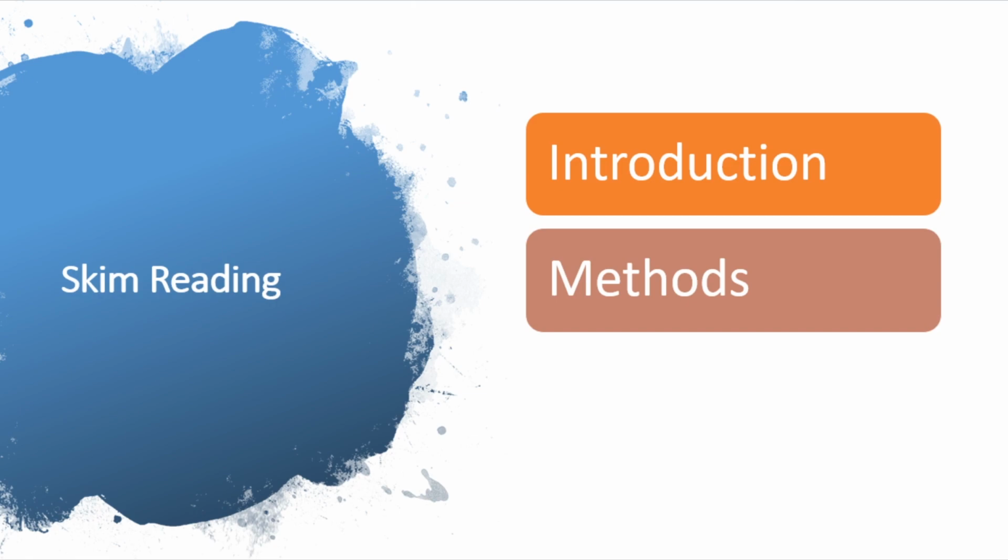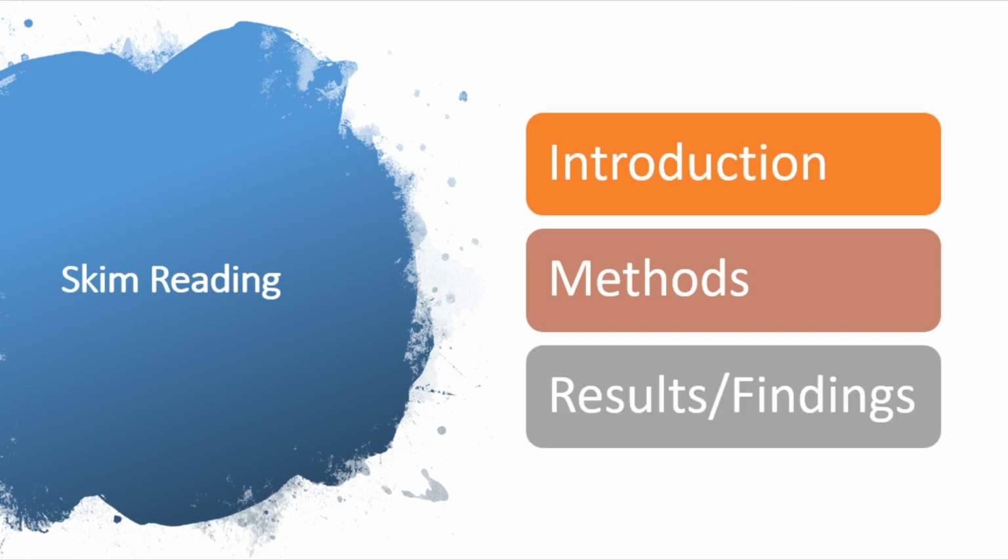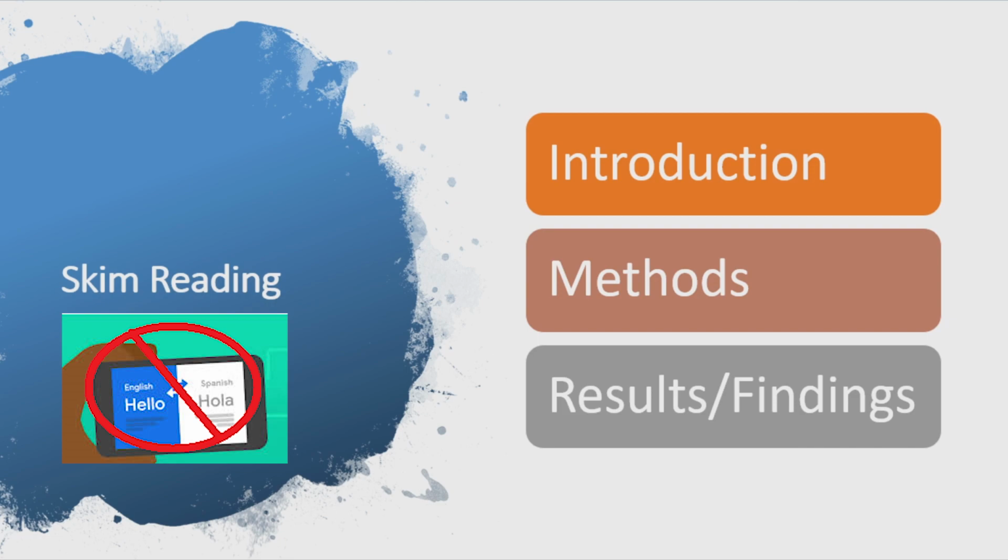Next, I read through the methods section. In this section, we find out who the researcher collected data on or how they collected research for their paper. Finally, I will read through the results and findings. These 3 sections of the paper are the main body of the paper. When skim reading, do not use the grammar translation method. Do not look up things in a dictionary, and do not cheat by using software.